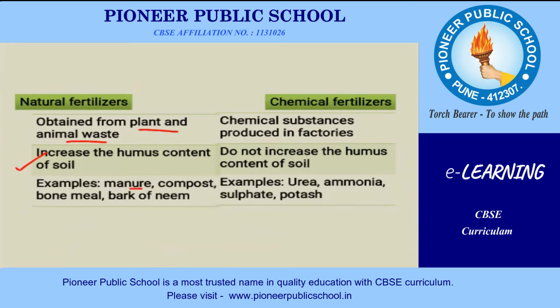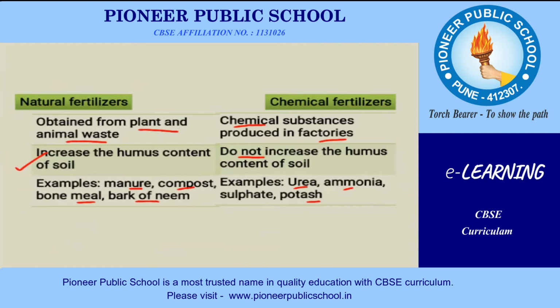When we think about chemical fertilizers, they are chemical substances and they are produced in factories. These are not going to increase the humus content of soil. Examples of chemical fertilizers are urea, ammonia, sulfate, and potash. They are helping plants to grow with necessary nutrients.